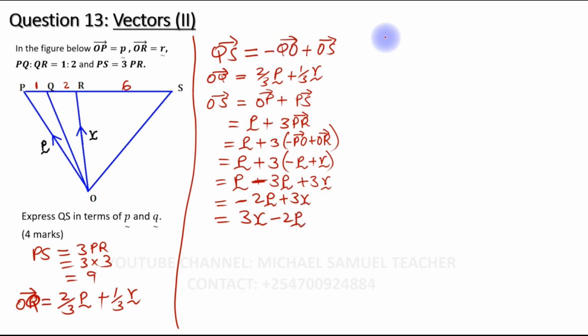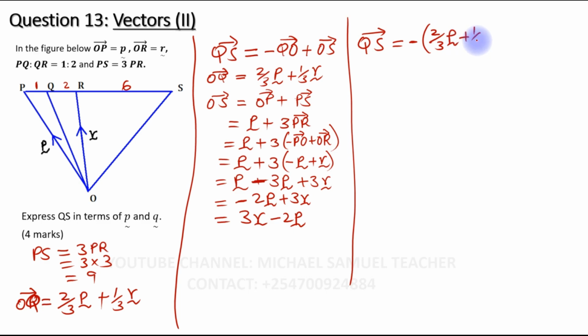Now from there, we can substitute into the value we have here. Now QS, that's what we need to get. In our case, minus QO, so it's actually the opposite of this, which is 2/3 P vector plus 1/3 R vector, then plus OS. OS is 3R vector minus 2P vector. So open the bracket, minus 2/3 P vector minus 1/3 R vector plus 3R vector minus 2P vector.